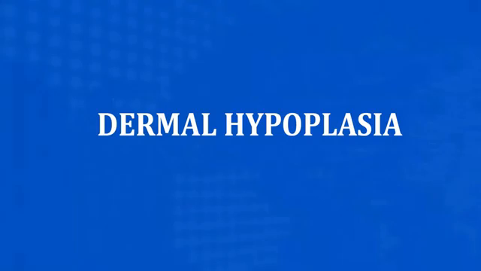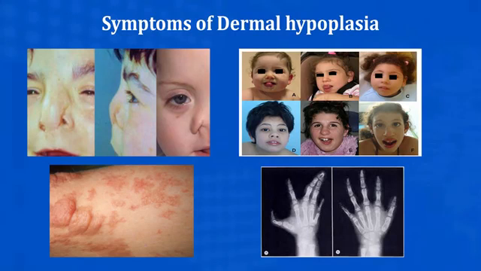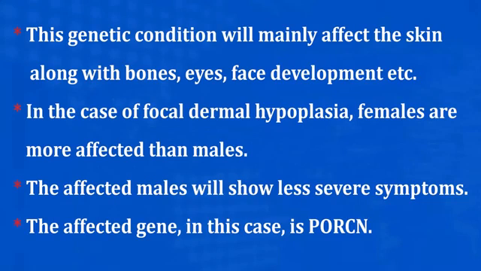2. Focal dermal hypoplasia. This genetic condition will mainly affect the skin along with bones, eyes, face development, etc. In the case of focal dermal hypoplasia, females are more affected than males. The affected males will show less severe symptoms.